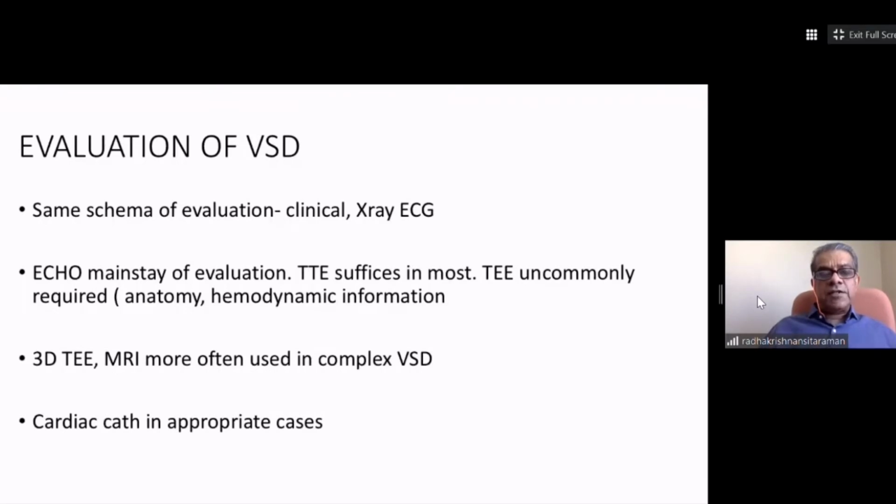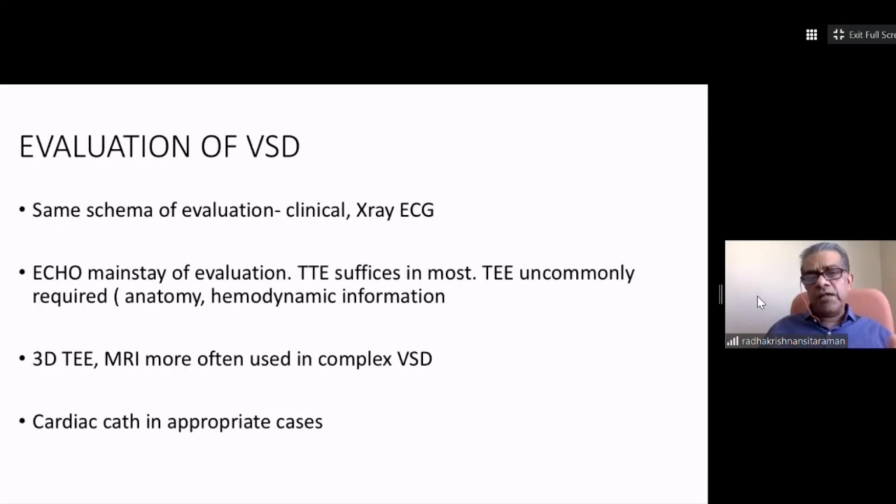Evaluation of ventricular septal defect follows the same schema of evaluation. We have to do the clinical evaluation, X-ray, ECG, etc. Again, echo remains the mainstay of evaluation. Transthoracic echo typically suffices in most of the patients, especially in the pediatric population.